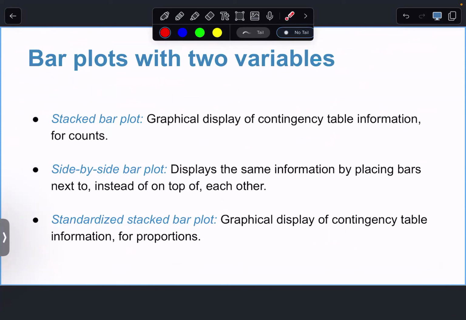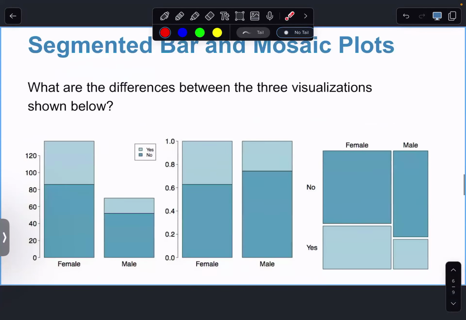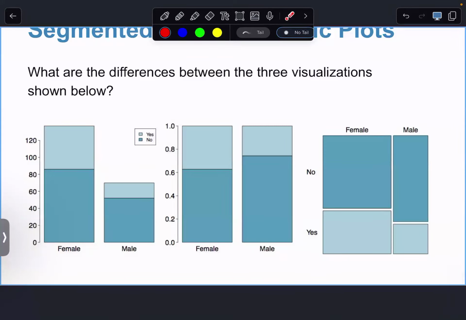So if we have two variables, like in the contingency table, then there are a couple of visualizations that we can do. We can make a stacked bar plot, side-by-side bar plots, and standardized stacked bar plot. I'm pretty sure there's fancy examples here. This is a stacked bar plot.